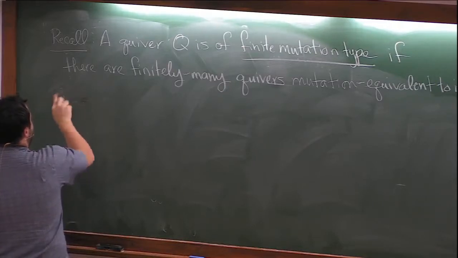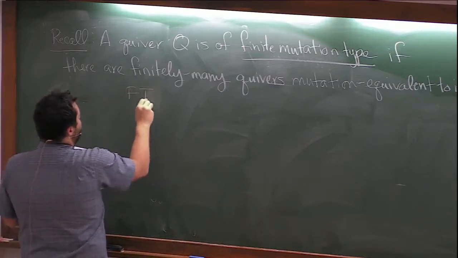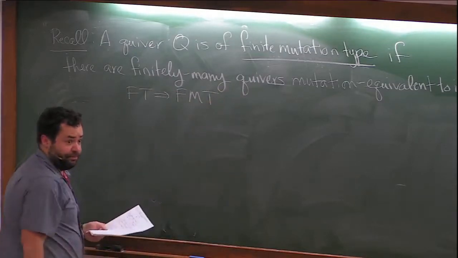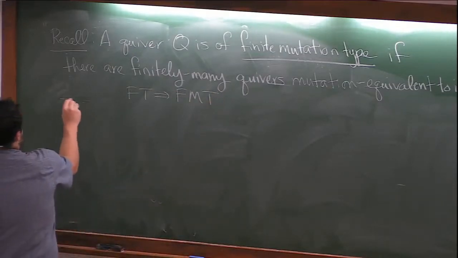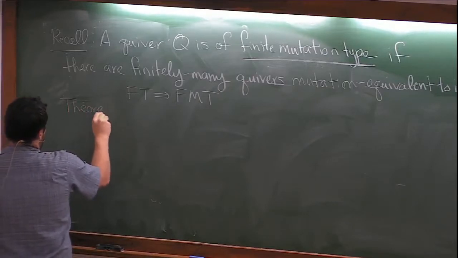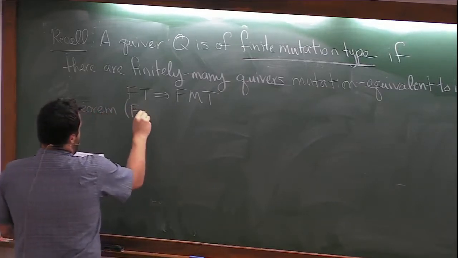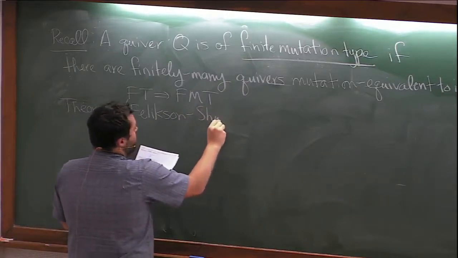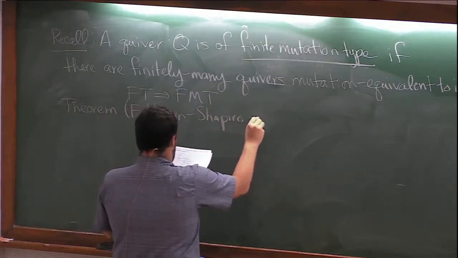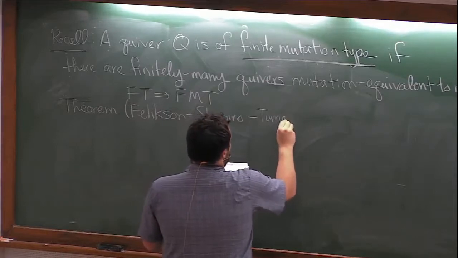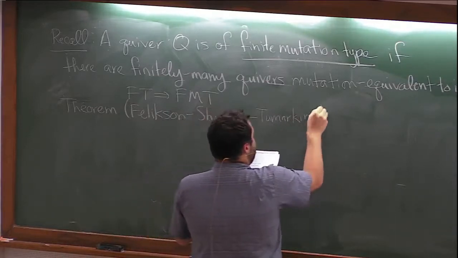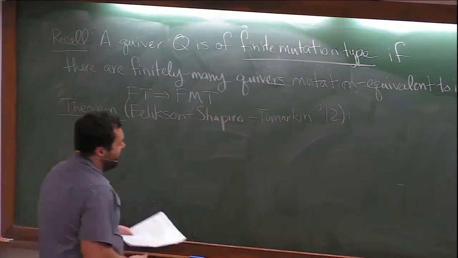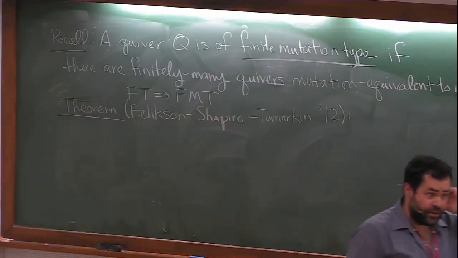I said all that to say that finite type implies finite mutation type, but the other way is not true. Okay? So here's the theorem of Felikson-Shapiro and Tumarkin from 2012. That's the year the paper was published, but it was on the arXiv 3 or 4 years earlier.